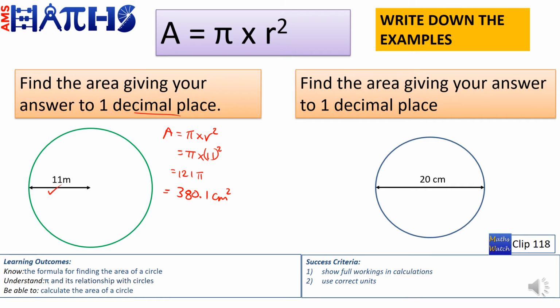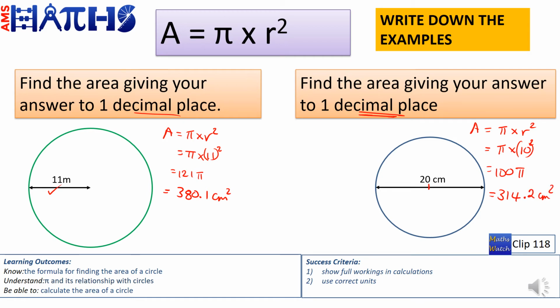All right, so we will write our formula. This time we've been given the diameter, so we need to find the radius, which is half of the diameter. Since the diameter is 20, the radius is going to be 10. So 10 squared and that will give us 100 pi. But again, give our answer to 1 dp, so press our SD button and get to our 1 decimal place, which is 314.2 centimeters squared. Well done.